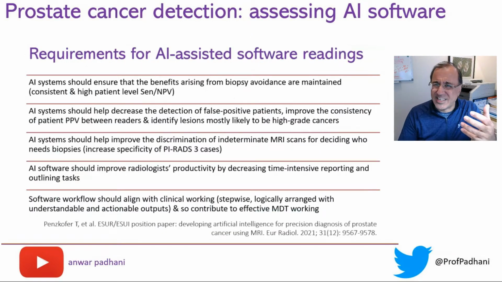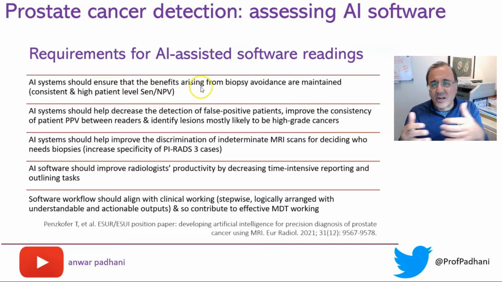So what should you expect if you're going to buy or think about using an AI tool to help in that function? Well, firstly, the AI should ensure that the current benefits are met. And the current benefits are from biopsy avoidance. So you want consistent and high negative predictive value, and sensitivity.